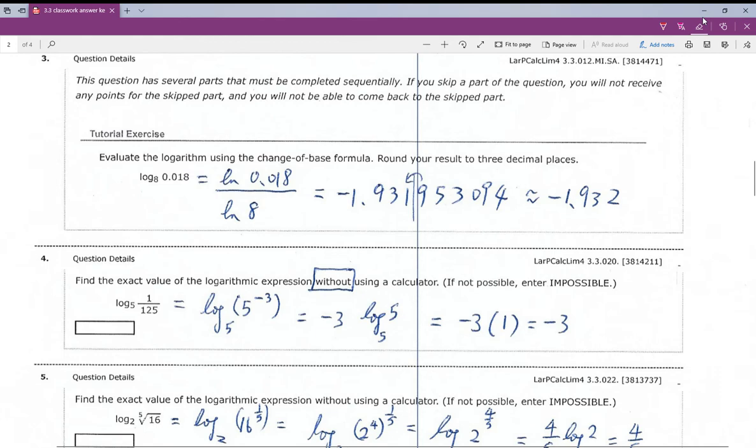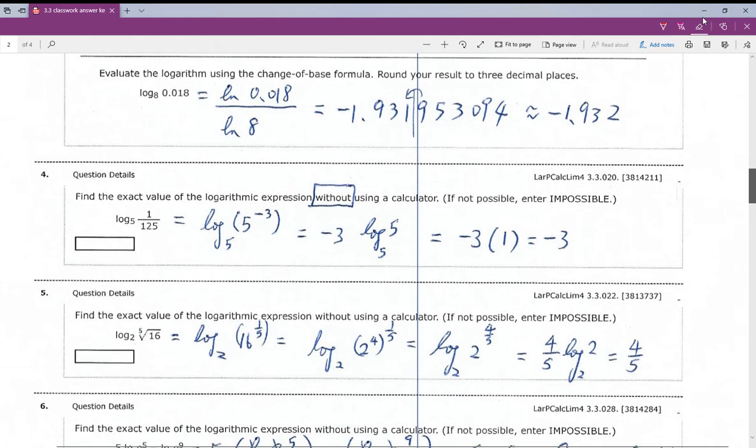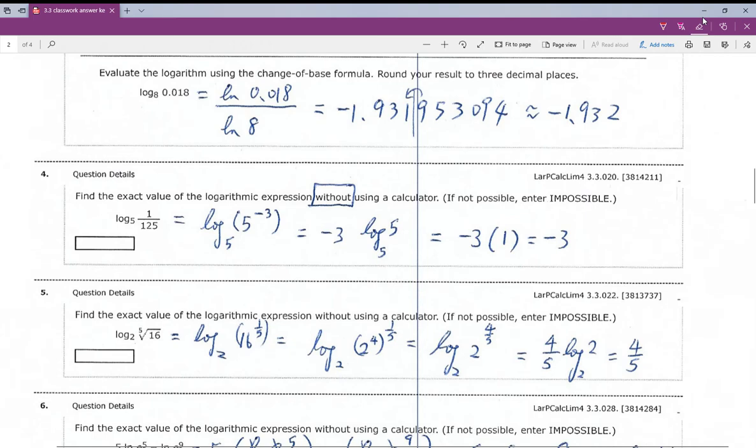Now number 4 is a little special here. Even though it's base 5, we cannot use a calculator, but we won't, like number 3, change the base to base e or base 10. You don't need to. Why? Because here the input, sorry, let me rewrite. The input, you may just simply change the input to become the same base, which is base 5.